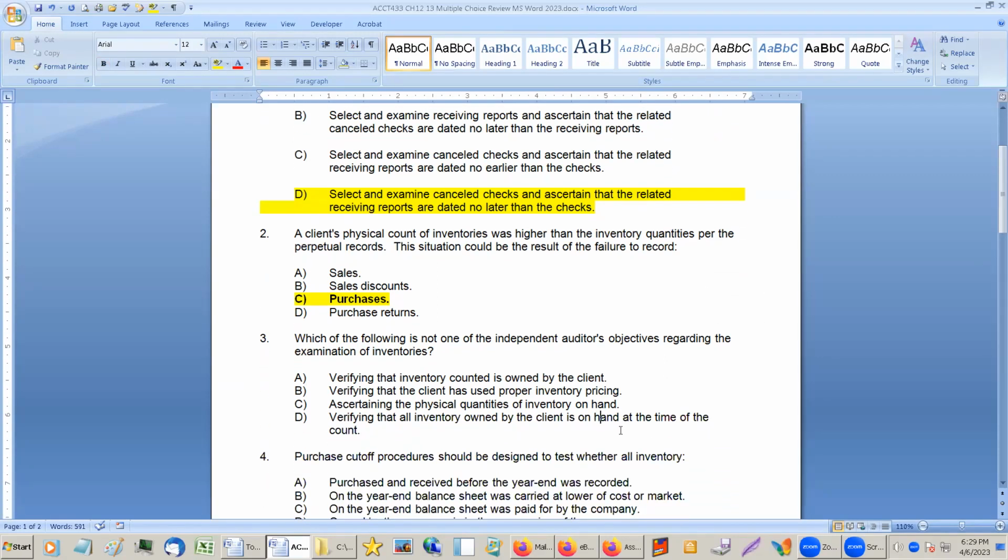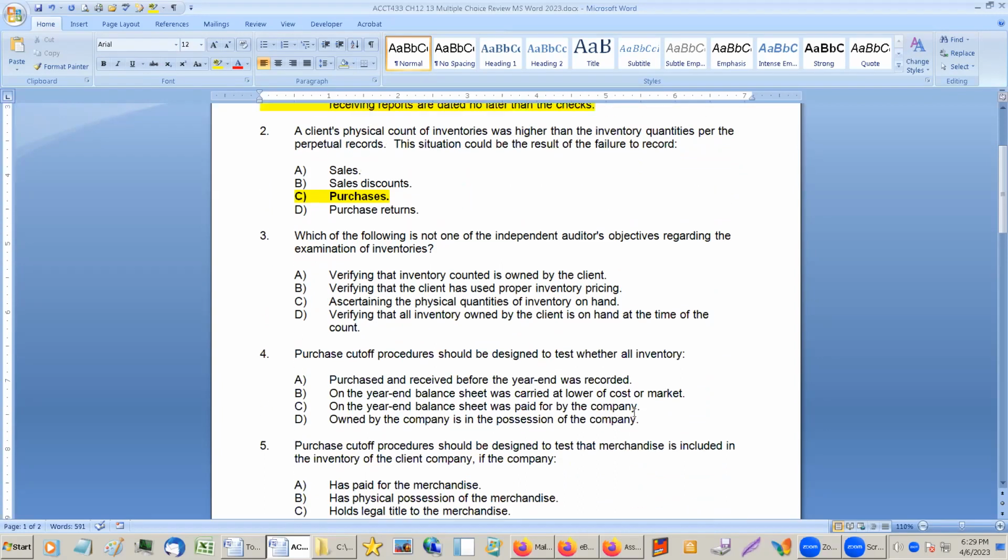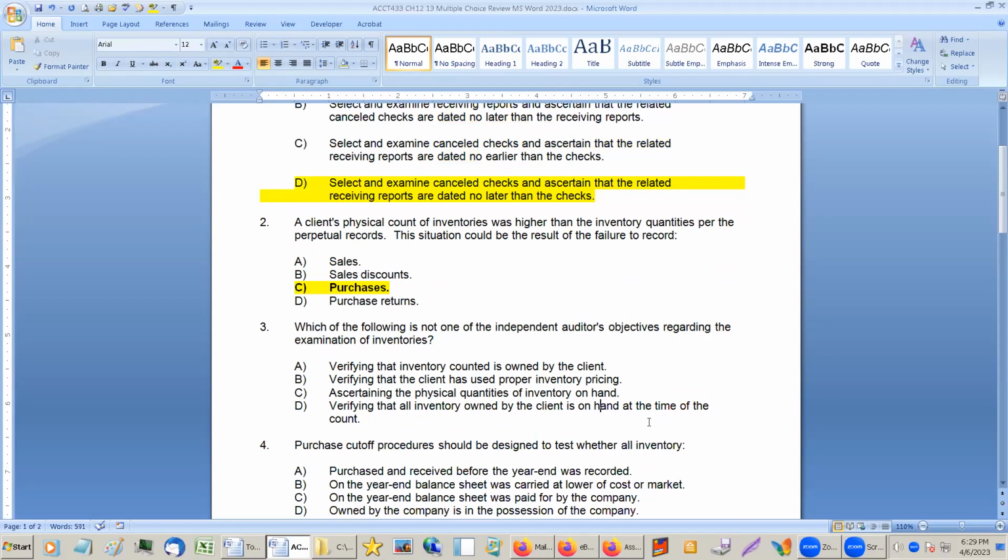Okay, which of the following is not one of the independent auditor's responsibilities regarding examination of inventories? C. Oh, no, wait. No, I'm sorry, D. This is D. Verifying that all inventory owned by the client is on hand. It may not all be on hand.